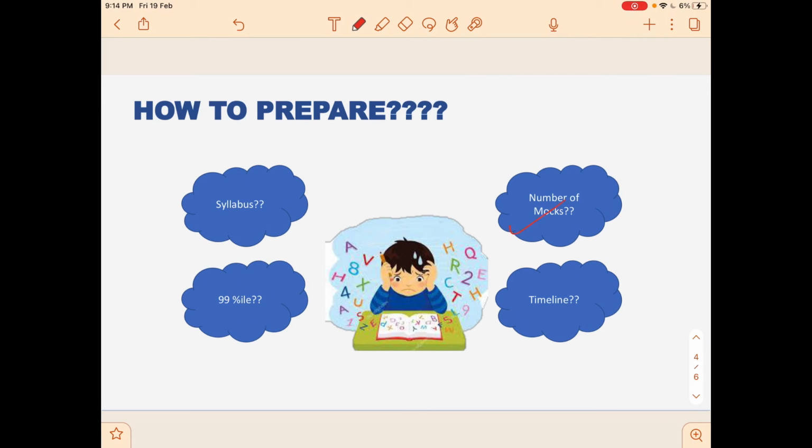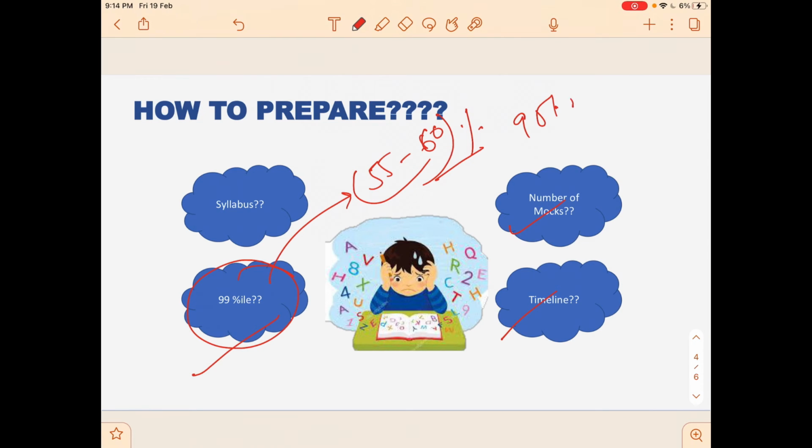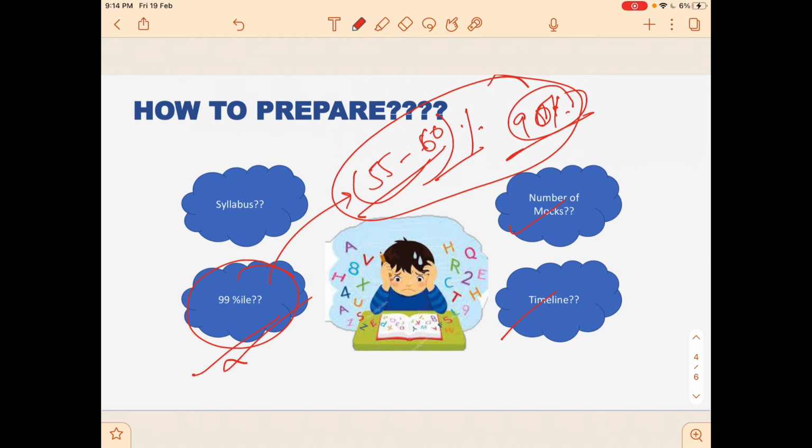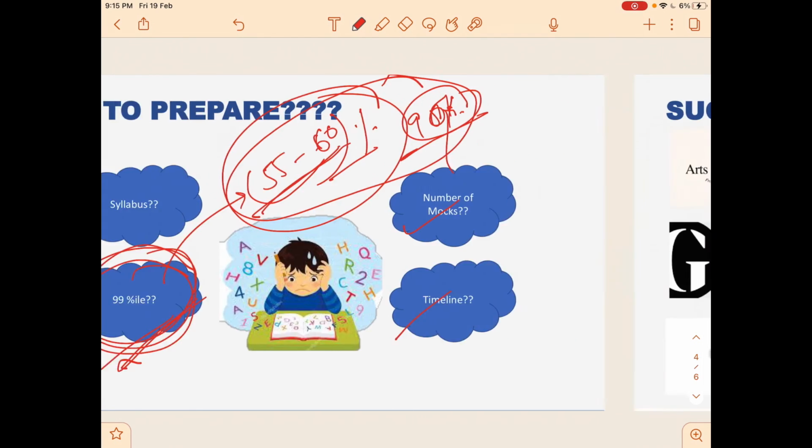Now we have discussed the number of mocks and the timeline. Let's discuss how to score a 99 percentile. As it's true with QA, similarly in VARC, if you have solved 55 to 60% of the questions with 95% or even 90% accuracy, you are well on your way to score a 99 percentile. So that's the benchmark you should keep in mind. However, as I already discussed in the QA discussion, it tends to differ based on the difficulty level of the paper and the year-wise variation.